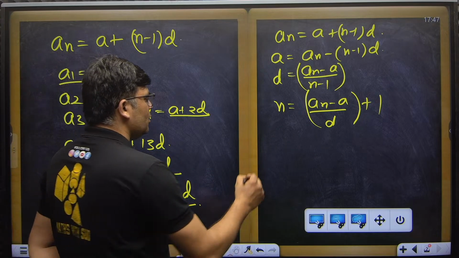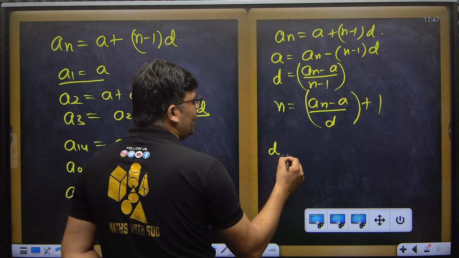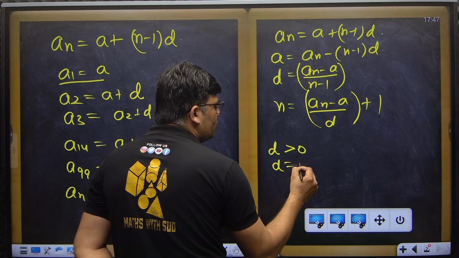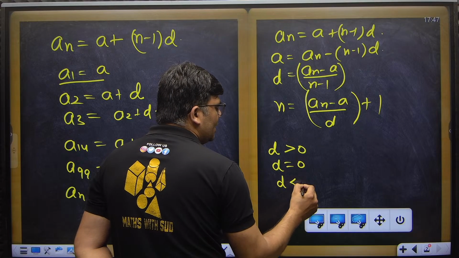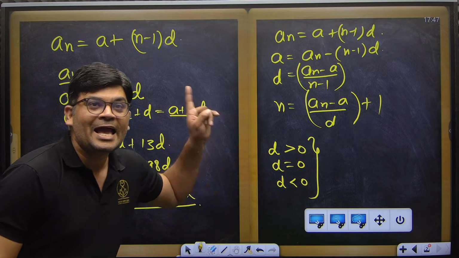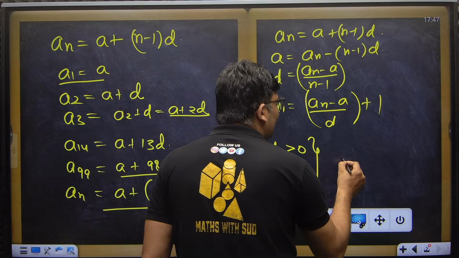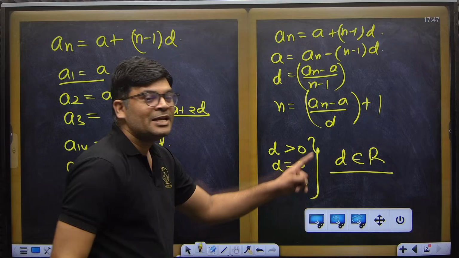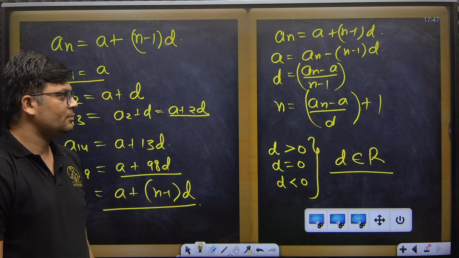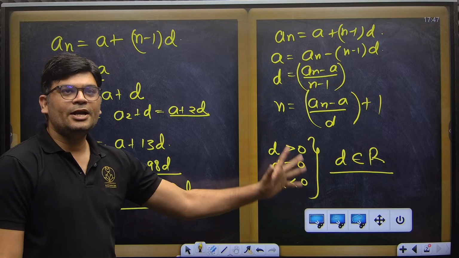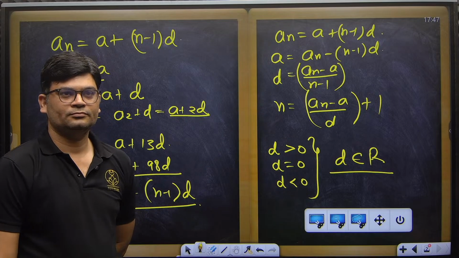Okay. So what are the values of D? D can be greater than 0. D can be equal to 0. D can be less than 0. So there is no condition applied for D. D can be any real number. For that I will write D is an element of R, where R represents real numbers. It is not the rational numbers. Is that clear to everybody? Okay.